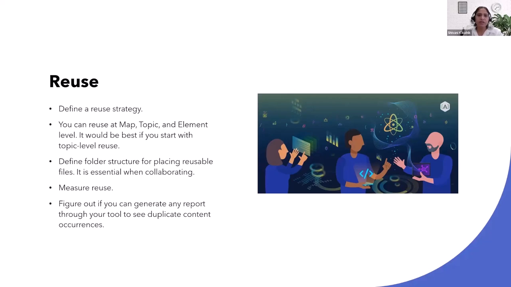Measure reuse. Define the measurement criteria: how you want to measure it, how you plan to calculate the reusable files. Some tools have inbuilt reports that are highly convenient to gather the data. And then figure out if you can generate any report through your tool to see duplicate content occurrences. So if you have any duplicate content, you can plan how to avoid it and reuse it at various occurrences.